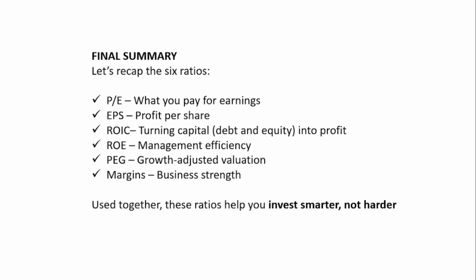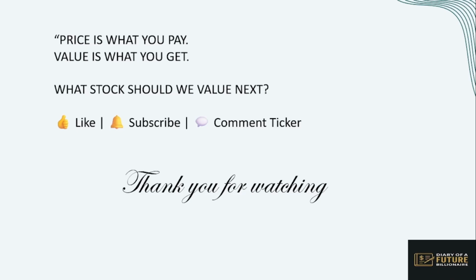So finally, let's recap the six ratios and what they are telling us. PE ratio: what you pay for earnings. EPS: profit per share. ROIC: turning capital into profit. ROE: management efficiency. PEG: growth-adjusted valuation. Margin: tells us about business strength. Used together, these ratios help you invest smarter, not harder. Price is what you pay, value is what you get.